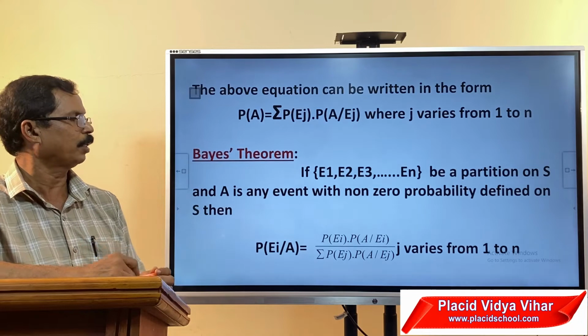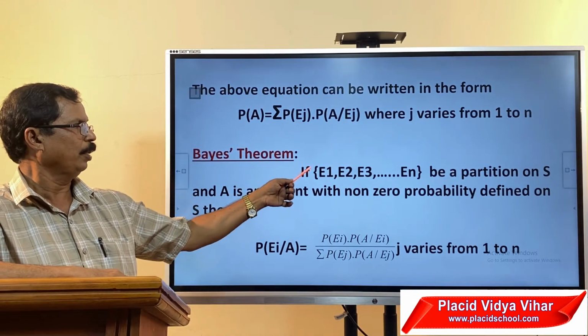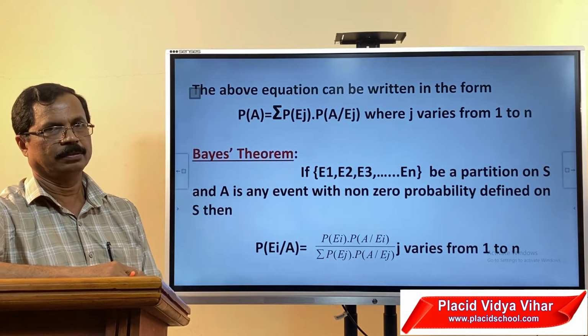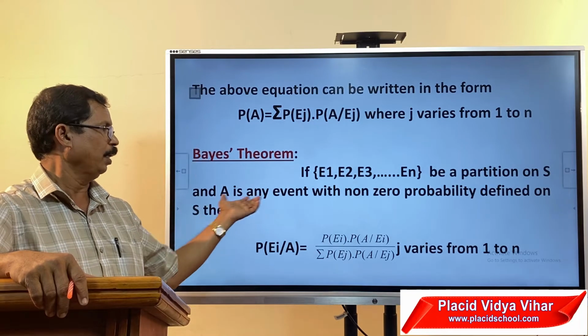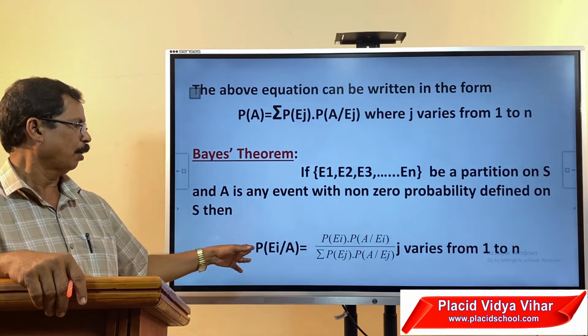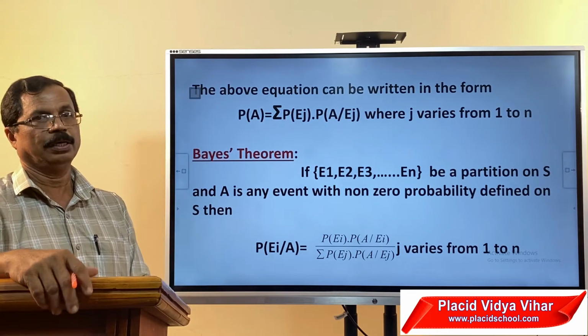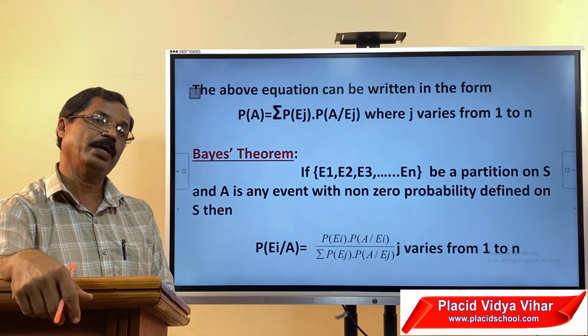Once again I will read the statement of Bayes' theorem. If E1, E2, E3, etc. En, that is a partition defined on S, and suppose A is any event associated with S, then how to find the probability of Ei given A? Given A means A. Then what is the probability of Ei?